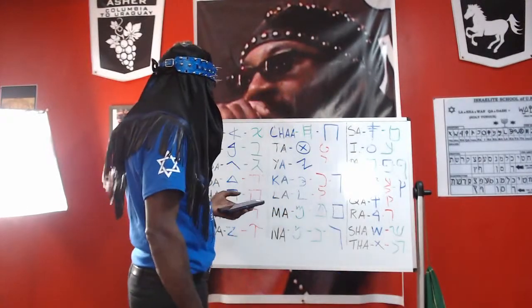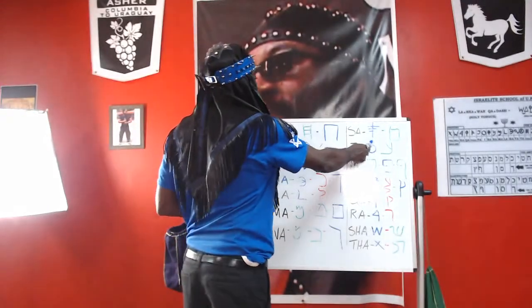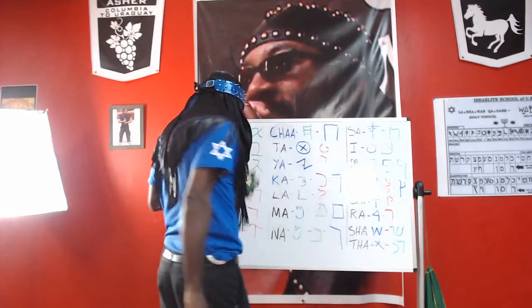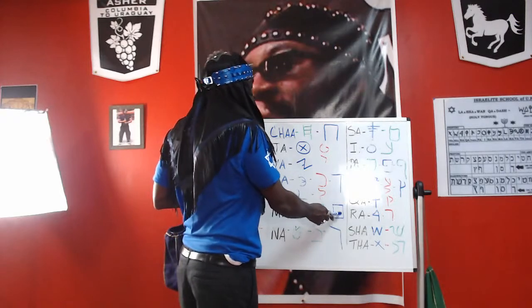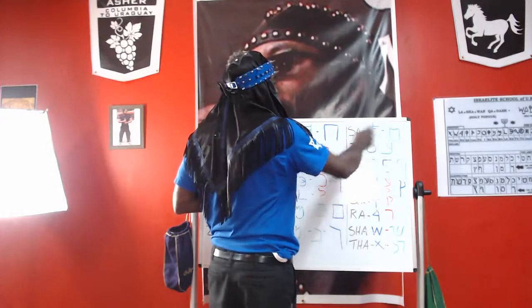Alright? Next character is Samekh. Samekh in the ancient, Samekh in the Assyrian. Now when you look at it in the Assyrian, it's almost similar to the Mem, but the Samekh has a tail on it at the top on the left corner.